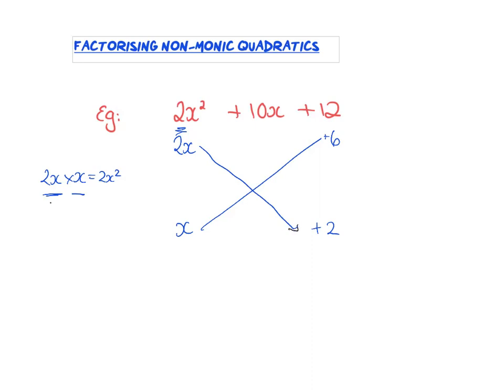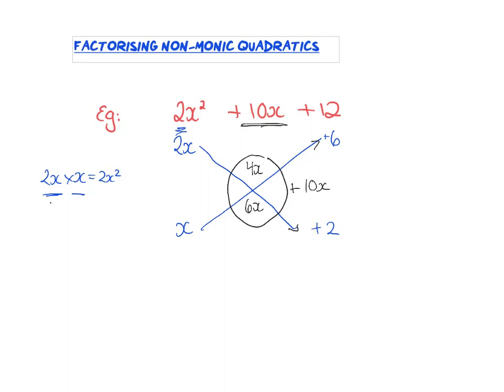Remember you've got to multiply across those lines. So 2x times 2 would be what? 4x. And what's x times 6? 6x. Now if we add them, do we get 10x? Yep. So we get 10x, so that is the middle term.